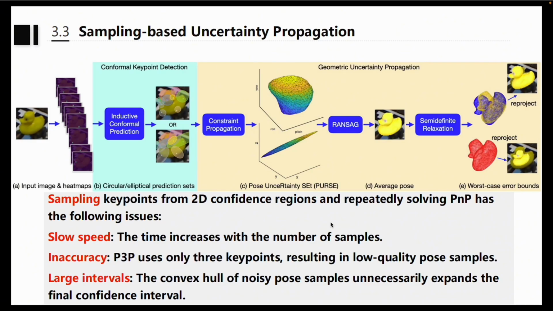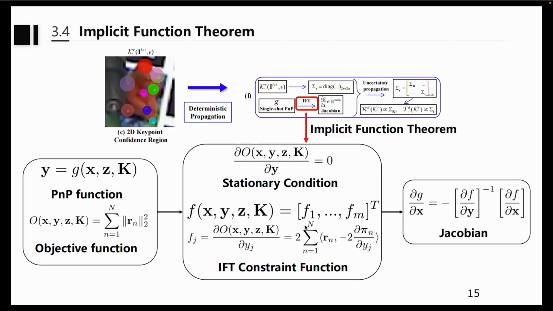To deterministically propagate the uncertainty, we model the PNP solver using the implicit function theorem, IFT. First, we consider the PNP solver as an implicit function g that maps 2D key points x to a 6D pose y. This function is defined by minimizing an objective function. At the optimal solution, the derivative of this objective function with respect to the pose y must be 0. This is the stationary condition.